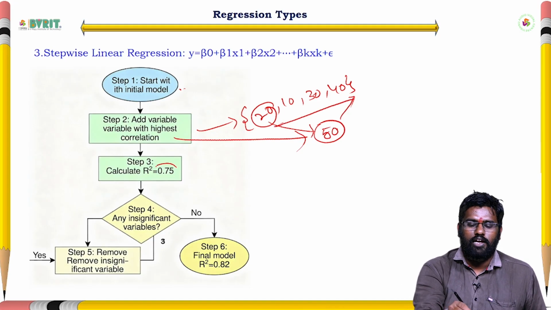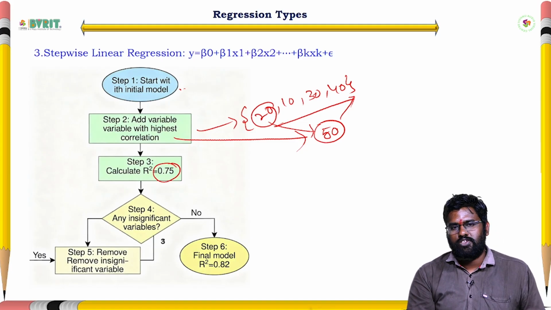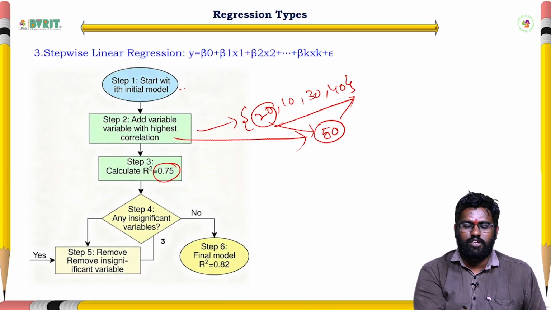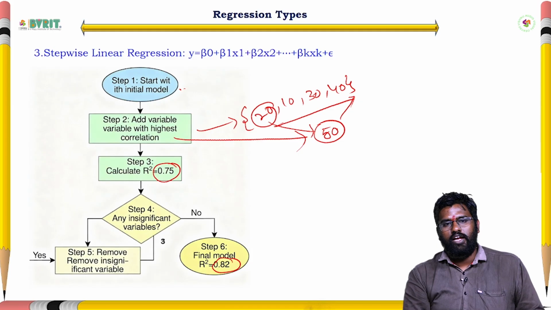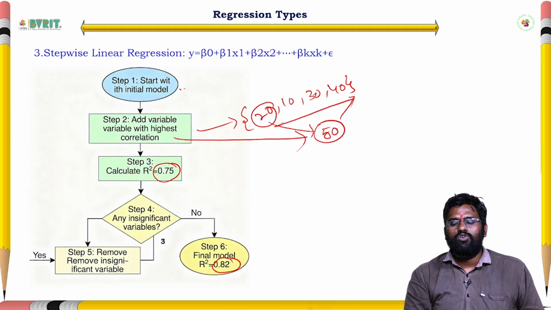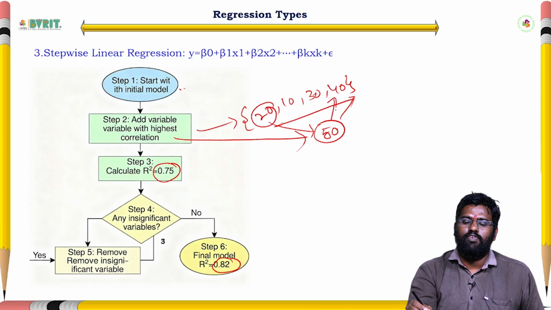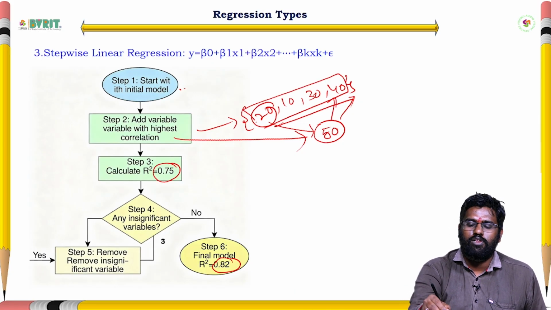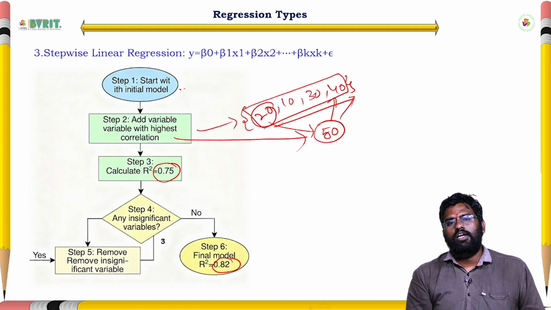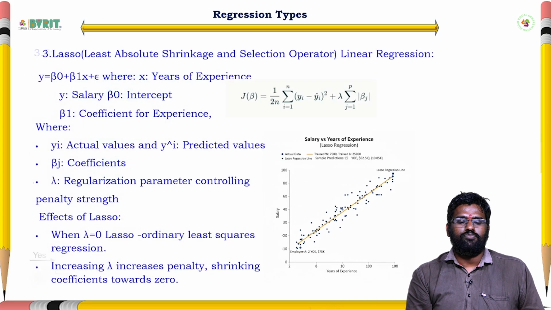Then we have to calculate the odds value 0.75, that is a fixed value. Based on that, if there are any significant variables, we don't want to take them, and we need to write the final model as 0.82. In case any variables are insignificant, we need to remove the insignificant variables from the structure. Insignificant variables means values that are not correlated with the existing values; all such values will be removed from the given set. That is called stepwise regression.